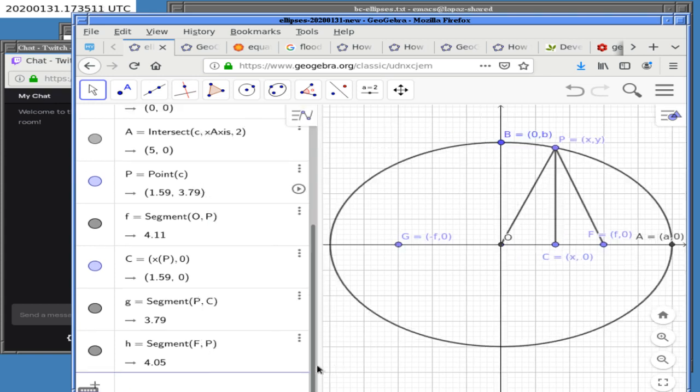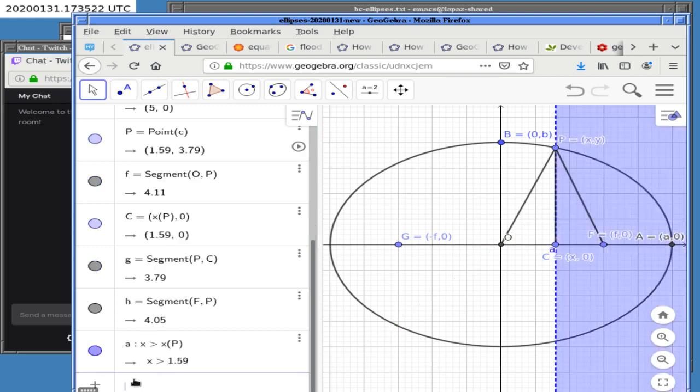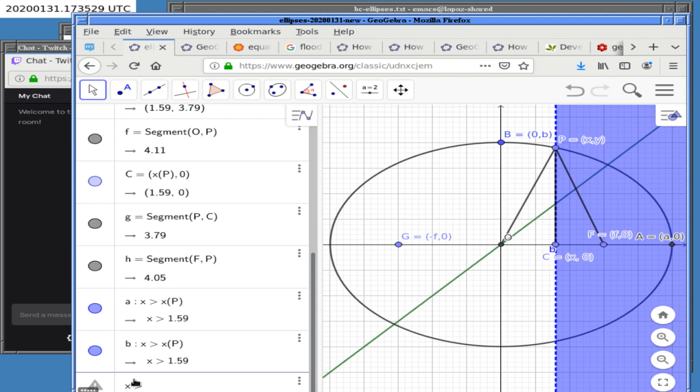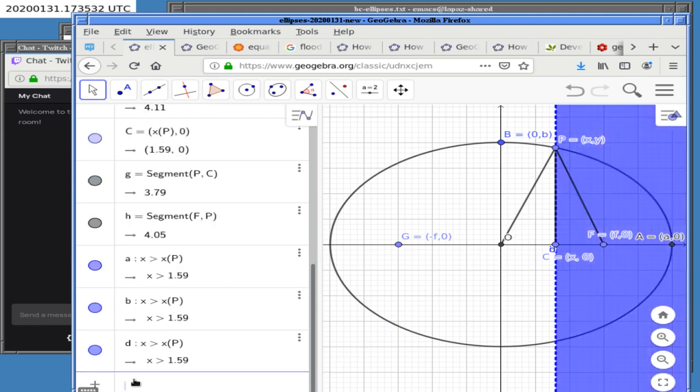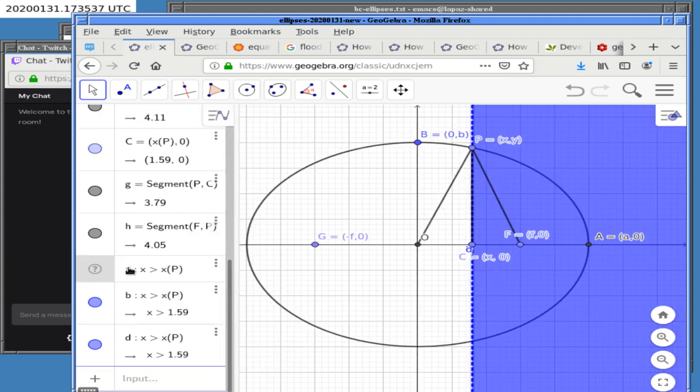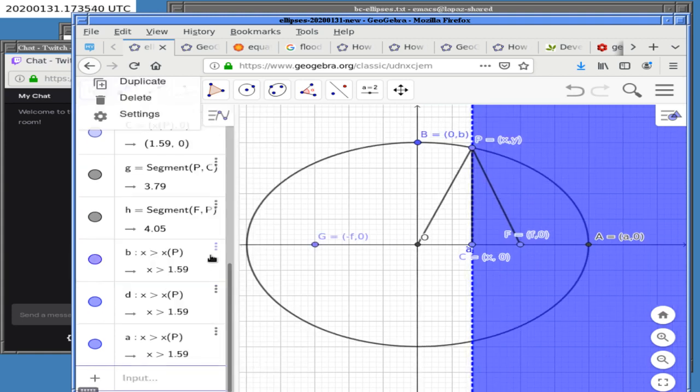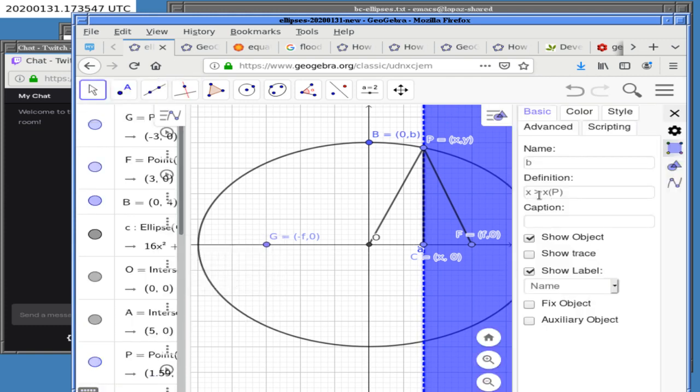We're actually going to create three separate areas here. One is going to be x is greater than x of p. I like the way it just sort of immediately wants to draw it. Yes, that's what I want. Another one called x is greater than x of p. And then a third one, which is going to be x is greater than x of p. The reason we want it like this is so we can edit them. There we go, settings. So now we can edit them over here instead of having to do it in that little smaller corner there.